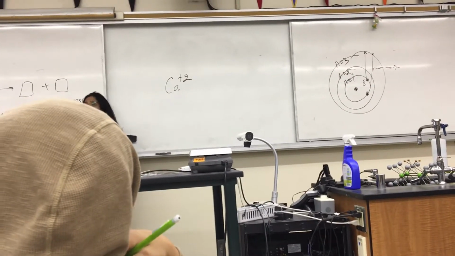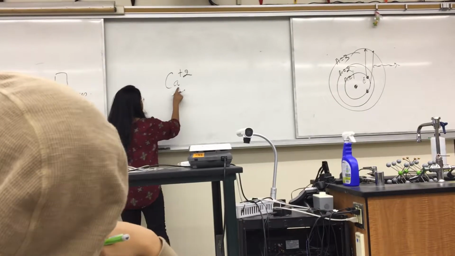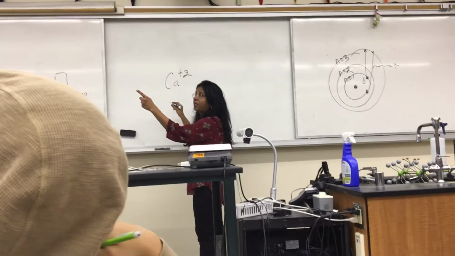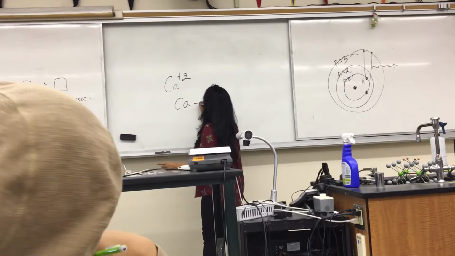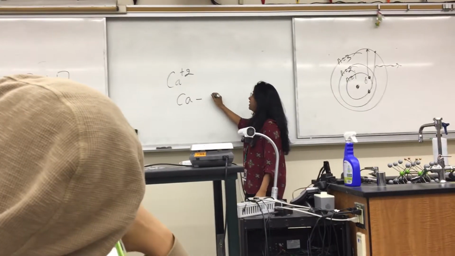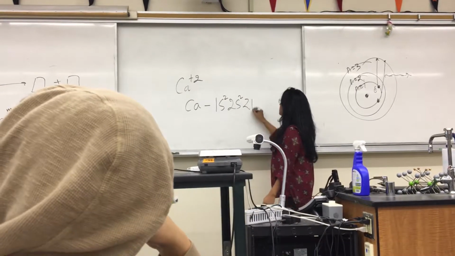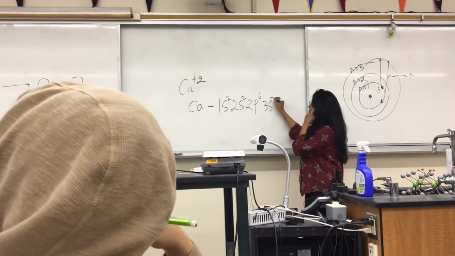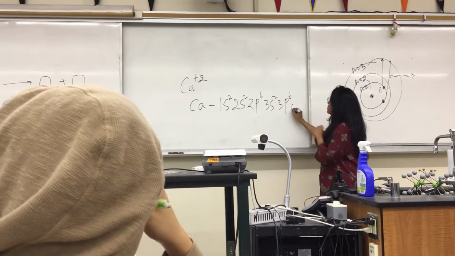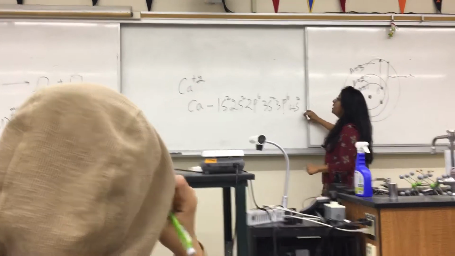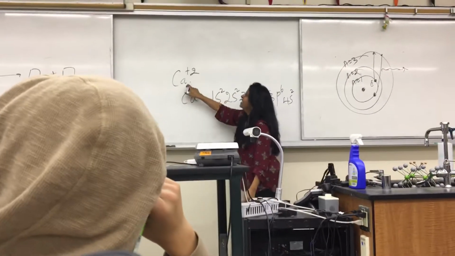What is the electronic configuration of Ca plus 2? For that, let's start off with calcium. What is the electronic configuration of calcium? As a class, please. 1s2, 2s2, 2p6, 3s2, 3p6, 4s2. Good. Now, they are asking you for Ca plus 2.